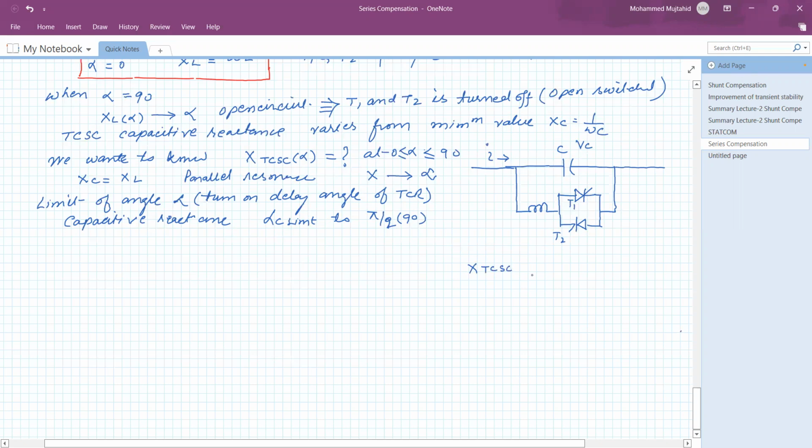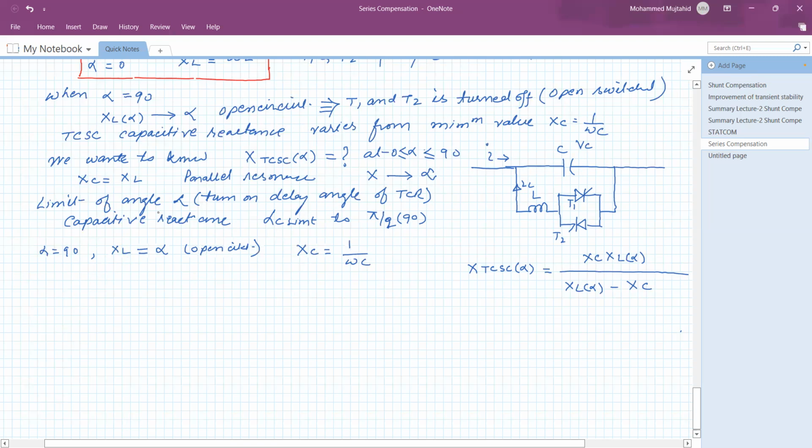So the reactance XTCSC, which is a function of angle alpha, is XC times XL of alpha, divided by XL of alpha minus XC. This is the parallel combination. This is the inductor L and this is the current IL. So when alpha is equal to 90 degrees, XL is equal to infinite, isn't it? That is an open circuit. When alpha is equal to 90 degrees, the inductor is not present, and the value of the reactance is at its minimum value, XC equal to 1 upon omega C. That will be the total TCSC reactance, isn't it?